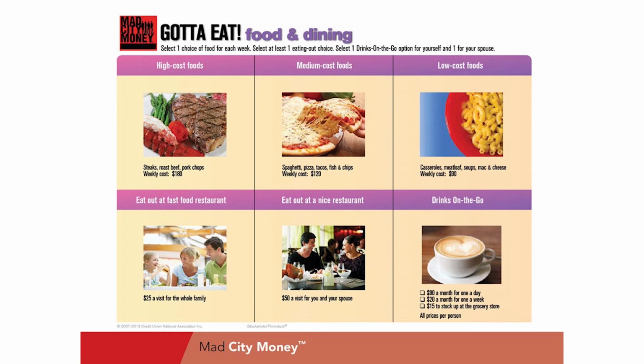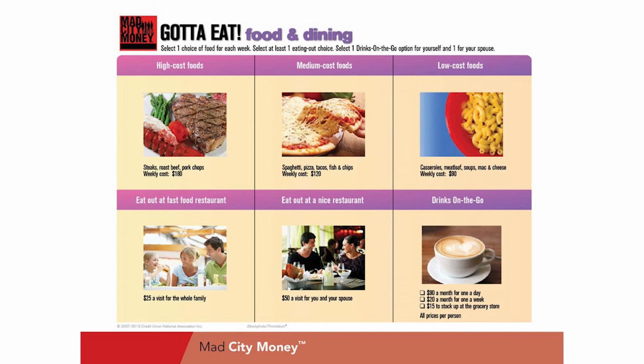You've got your medium cost food. That's your spaghetti, pizza, taco, fish, and chips. Your low cost food, casseroles, meatloaf, soups, macaroni and cheese. Then you have your eat out fast food restaurant. That's $25 a visit for the whole family. Then you have your eat out at a nice restaurant. That's $50 a visit for you and your spouse.